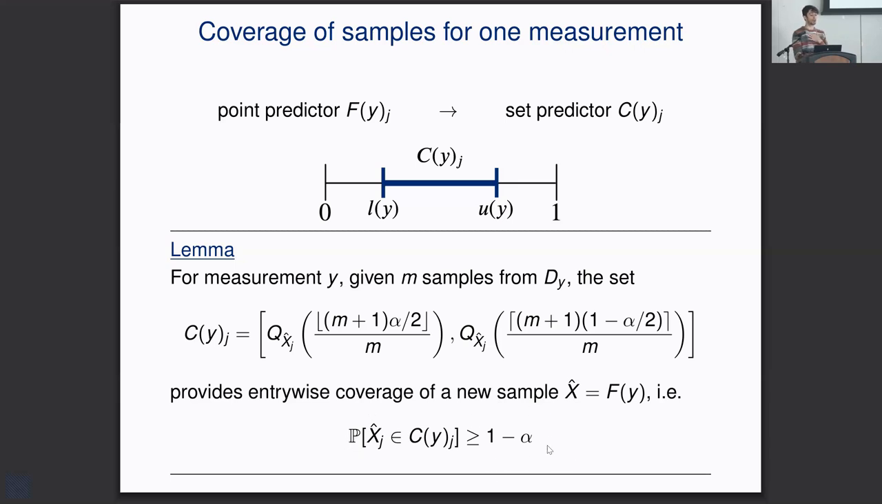So let's say I fix alpha and I say I want to provide coverage at 90%. So alpha is 10%. I will sample 100 times from my diffusion model on the same observation, and for each pixel, compute these sets. I have a 90% chance that the next sample will fall in that interval, entry-wise. So this is a guarantee entry-wise for every pixel in the image.